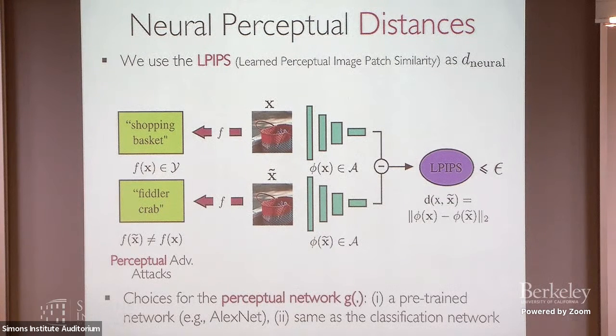But of course, the question here is how you can pick these perceptual networks in order to compute these phi of X's. You can have different choices. One is you take a pre-trained model like AlexNet and use that as your perceptual network. Or more interestingly, you can use the same network for perceptual feature extraction and for the classification. If you do that, during adversarial training your threat model is changing. It is adaptive because your model is changing.